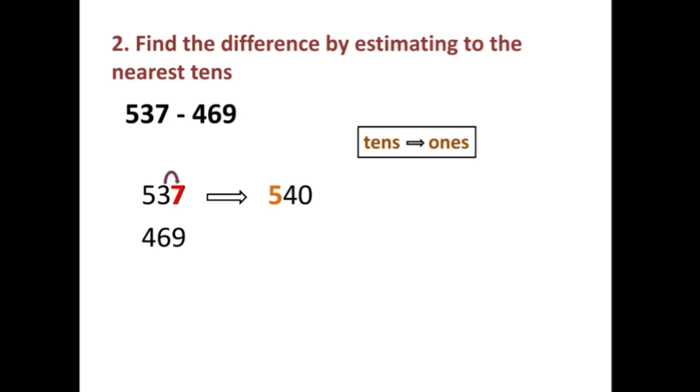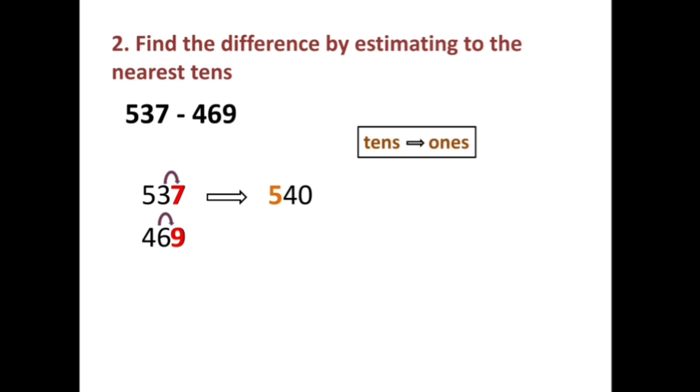Now in 469, which number is in ones place? 9 is in ones place. Now we will do the comparison between 9 and 5. In estimation, always the comparison we do is with 5.